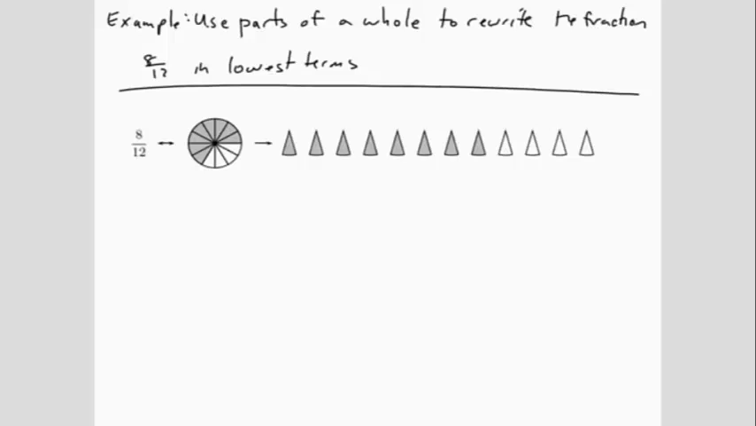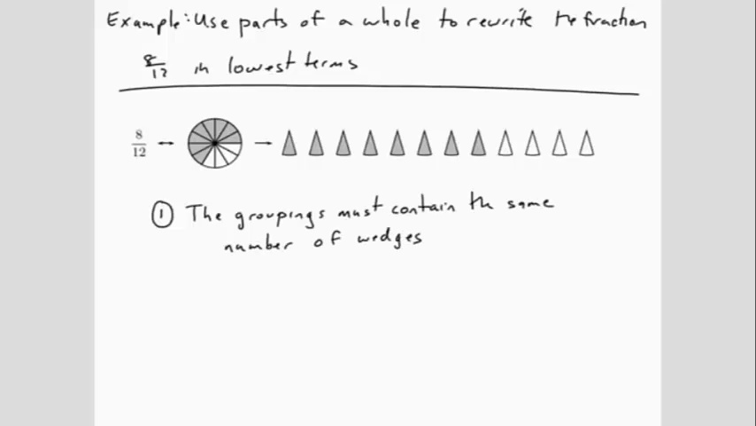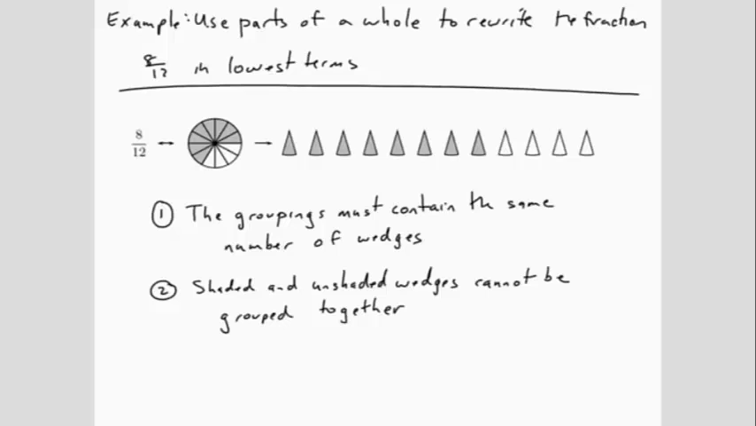Our task is to pick the right size groupings so that 2 conditions are met. The first condition is that the groupings must contain the same number of wedges. The second condition is that shaded and unshaded wedges cannot be grouped together. The first task is accomplished by thinking about the divisors of 12. Creating groups of 1 isn't very helpful, so we'll skip that and start with groups of 2. If we take these wedges and put them into groups of 2, we will see that both conditions are met.